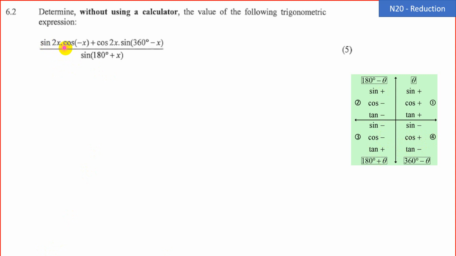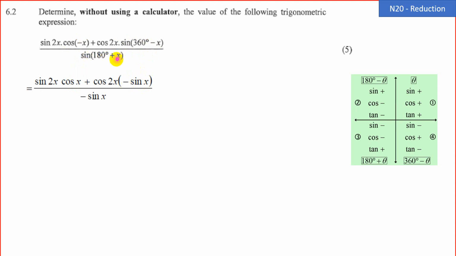So the question states sine 2x cos of negative x. So remember that for the negative angle, we can either say 360 minus x, which represents the fourth quadrant. And remember, cos in the fourth quadrant will be positive. We carry on to read cos 2x, and then we have sine of 360 minus x, which once again is the fourth quadrant, and sine is negative. So simplifying, we have cos of minus x in the fourth quadrant being positive, and we have sine of 360 minus x in the fourth quadrant. Using the reduction formula, we change that to minus sine x.